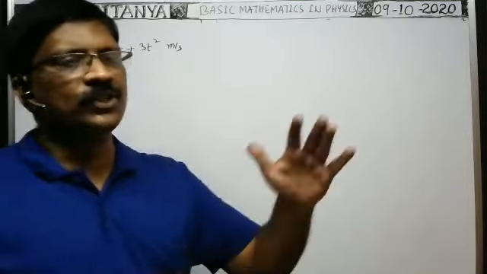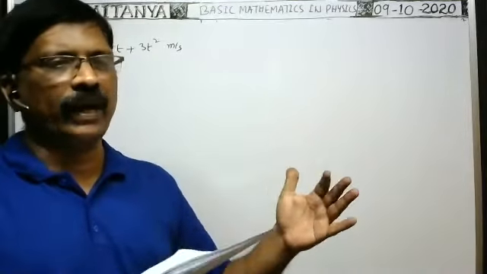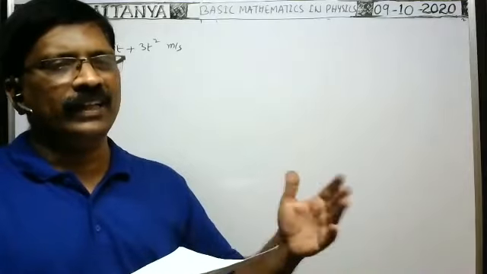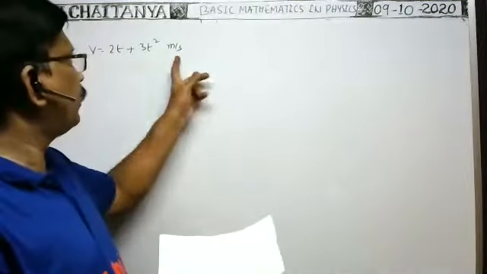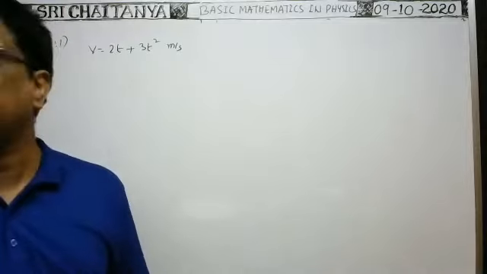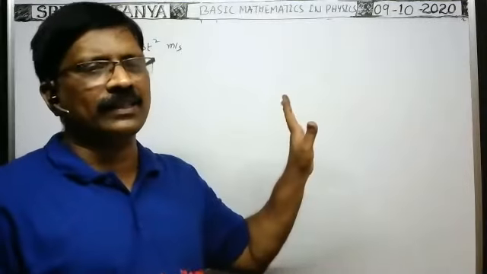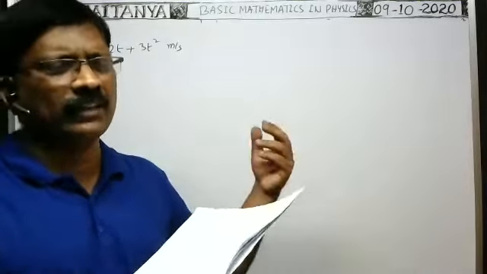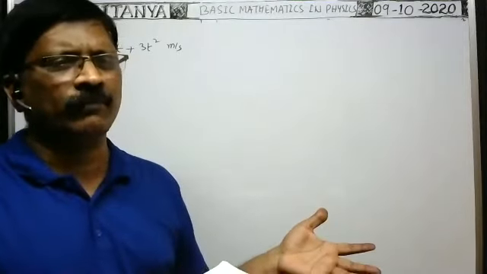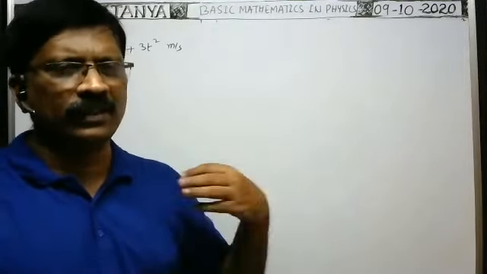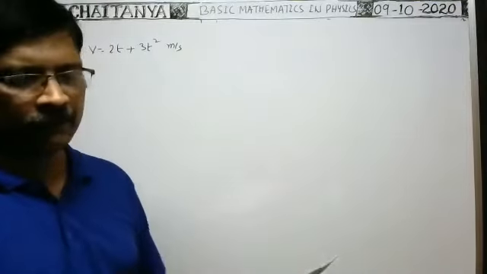When the rocket is launched from a launching pad, when it leaves the launching pad, its velocity varies with the time according to the equation like this. Whether it is a rocket or whether it is a body, that is immaterial to us. Velocity varies with the time. That's all. That relation we need.